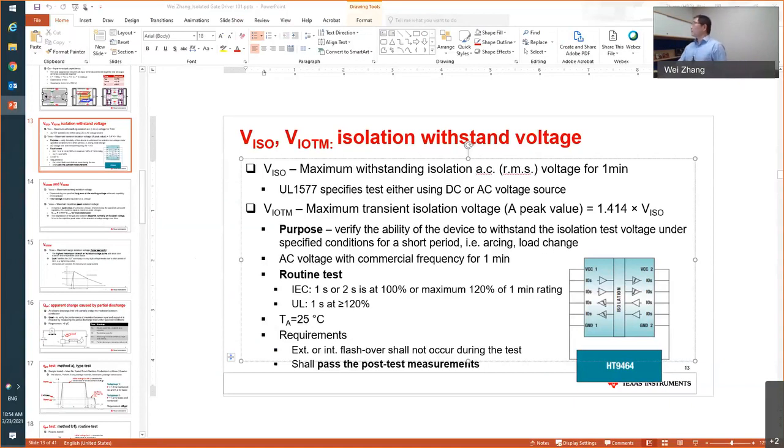Is there any possibility of source resistance because of some parasitic inductance? Very good question. The answer is yes.